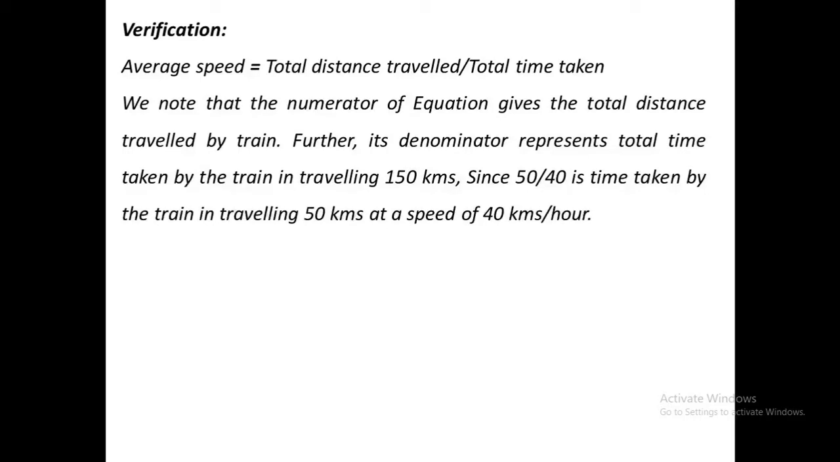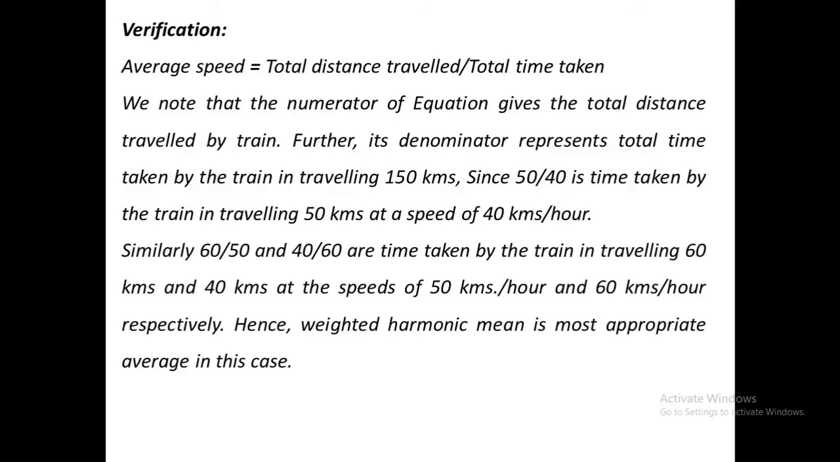Since 50 over 40 is the time taken by the train in traveling 50 km at a speed of 40 km per hour, similarly, 60 over 50 and 40 over 60 are the time taken by the train in traveling 60 km and 40 km at the speed of 50 km per hour and 60 km per hour respectively. Hence, weighted harmonic mean is the most appropriate average in this case.